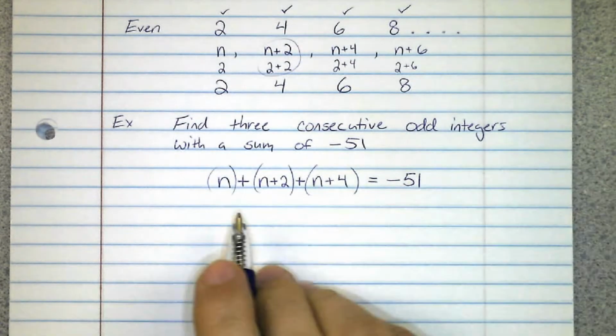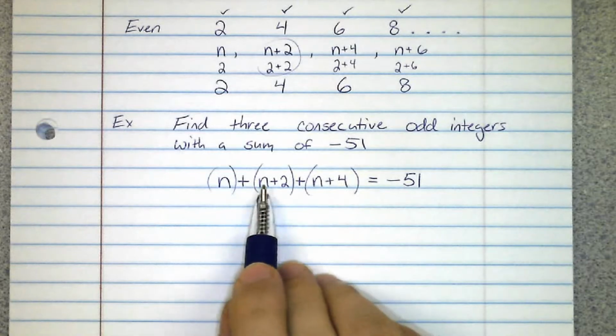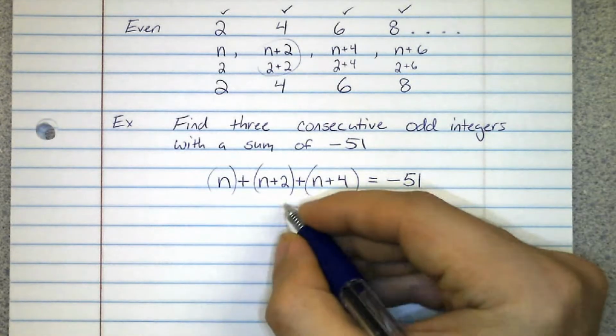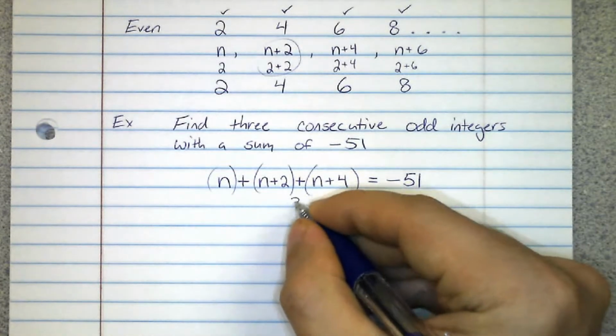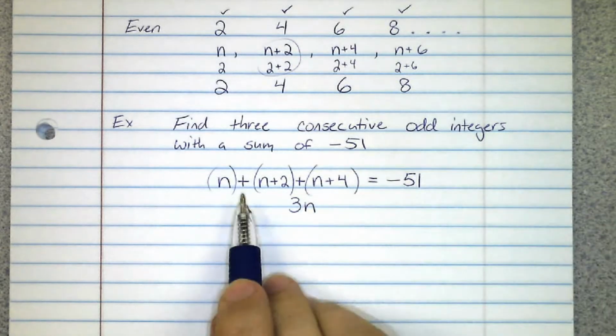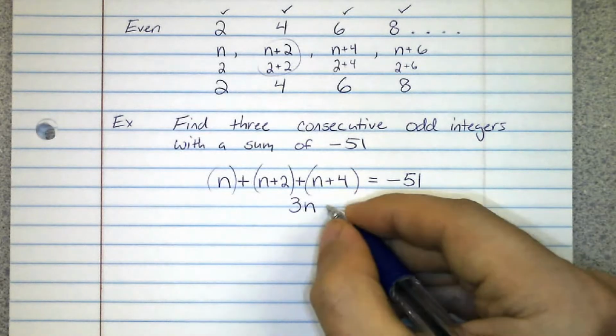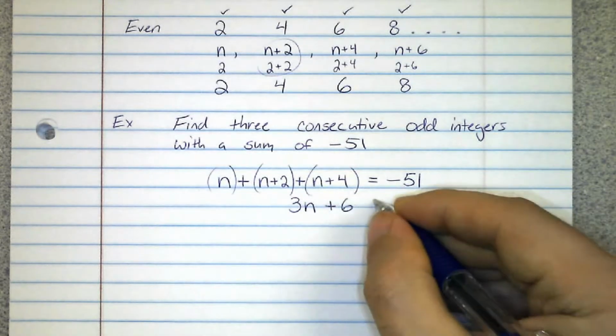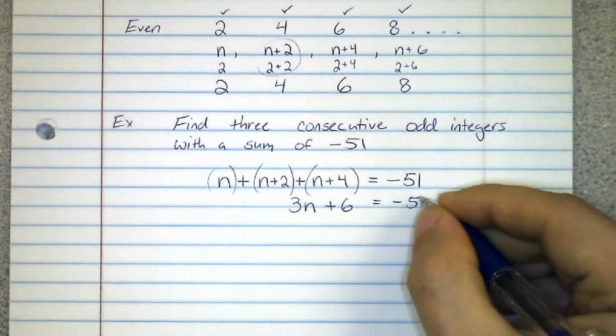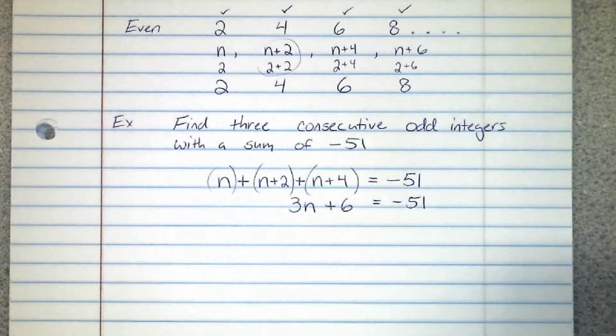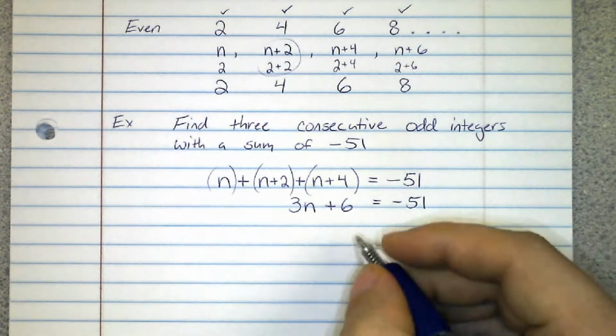So from here, I just simplify. Like terms, I have 3 n's, so I'm going to write that as 3n. And for the whole numbers, I have 2 plus 4, that's going to be positive 6, and all that equals negative 51. Well, now we have a 2-step equation to solve.